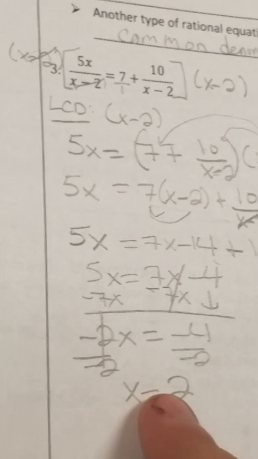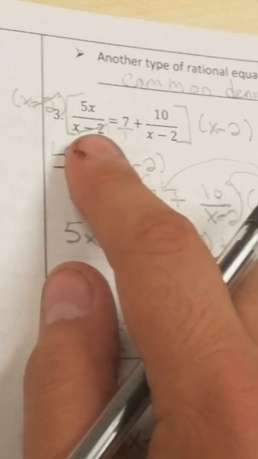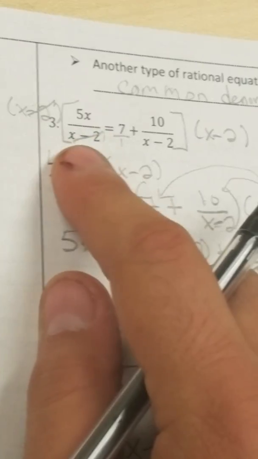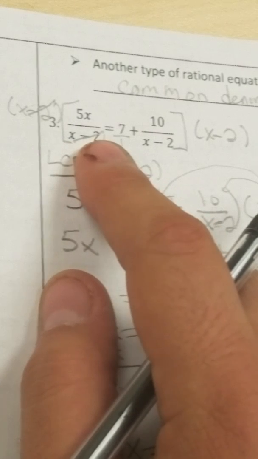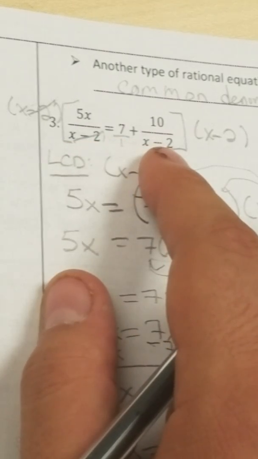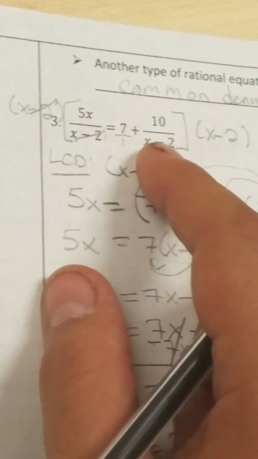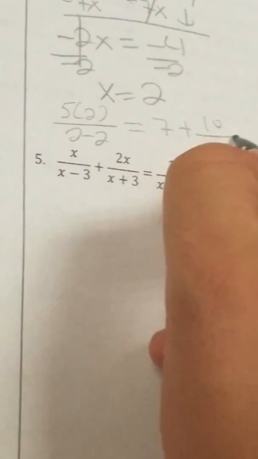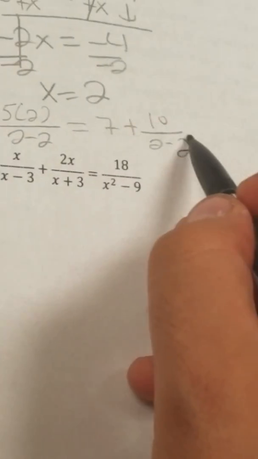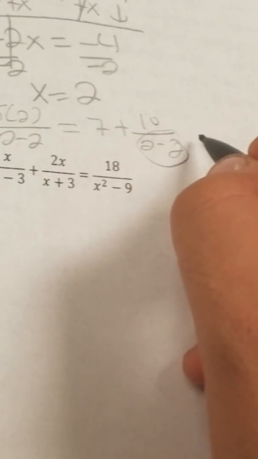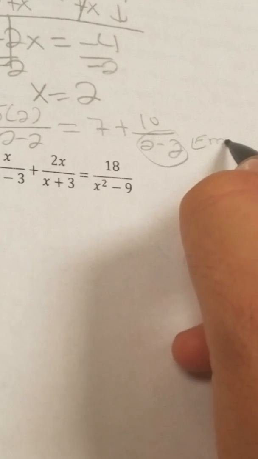All right, so then if we plug it in, we get 2 minus 2 here, which is 0. And we get 2 minus 2 here, which is 0. So it looks like this is an extraneous solution. So I'll show you. If you plug in 2 here, you get 5 times 2 over 2 minus 2. And then you get 2 minus 2. So you get 0 in the denominator, which is an error. All right, so this is an extraneous solution.